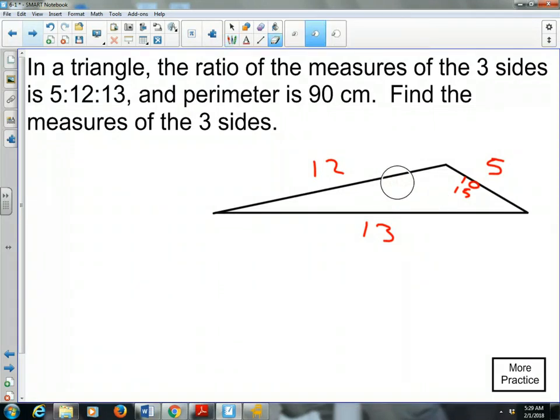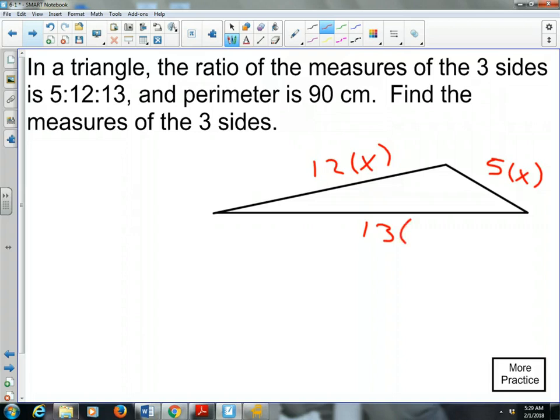So what we're going to do here, class, is multiply each side by x. That way the ratio would still remain 5 to 12 to 13 no matter what length the sides are, if we multiply all three of them by what we're going to get to later in this chapter, called the scale factor. Now I have three sides of a triangle, 5x plus 12x plus 13x, and adding them up equals the perimeter. The perimeter is 90 centimeters. So 5x plus 12x plus 13x equals 90.